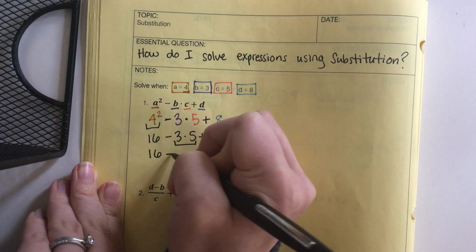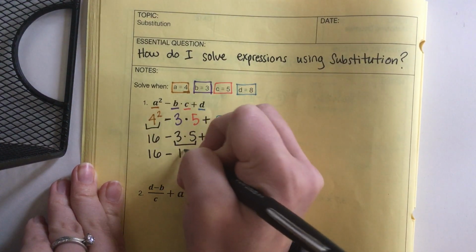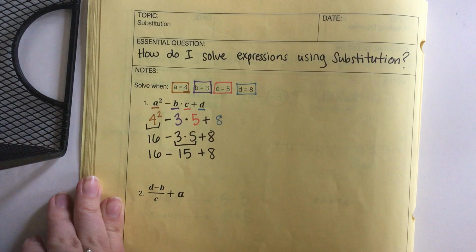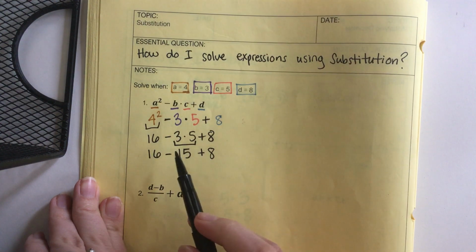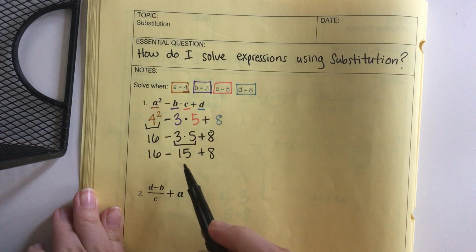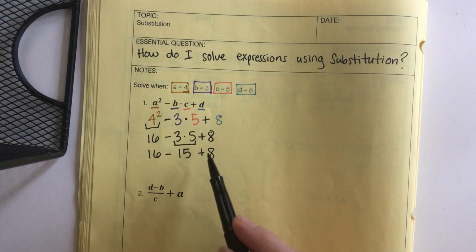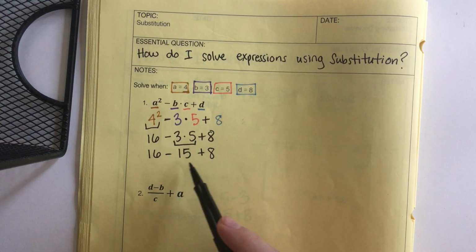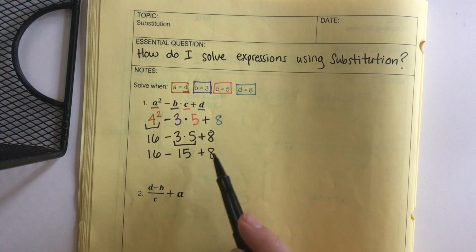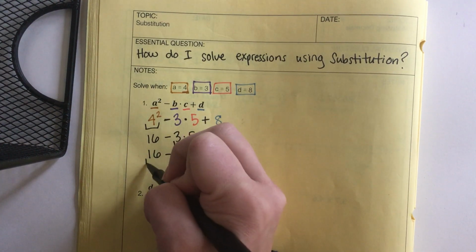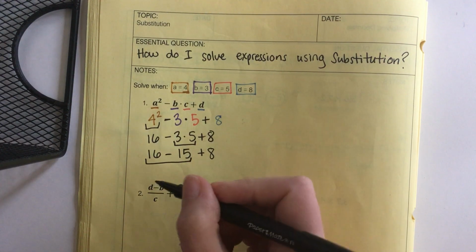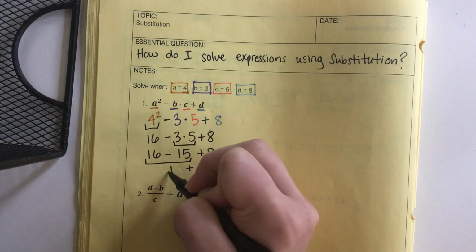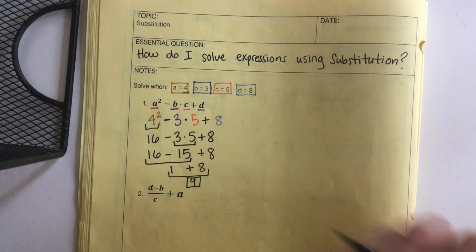So I keep my 16, I still have the subtraction. 3 times 5 is 15. Plus 8. I have addition and subtraction. I only want to take away the 15, then I want to add back 8. So this is where we want to be careful. We don't want to add 15 plus 8 and then take that away from 16, because then we're also taking away 8. So we just like to think of it as moving left to right. So 16 minus 15 is 1. 1 plus 8 gives me the 9.